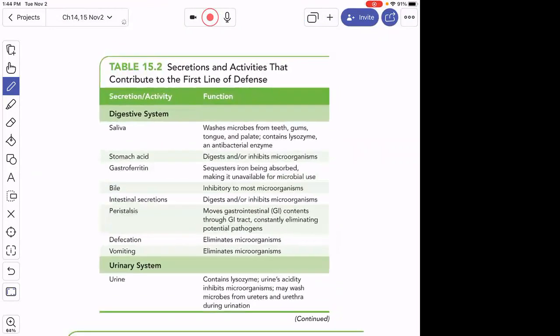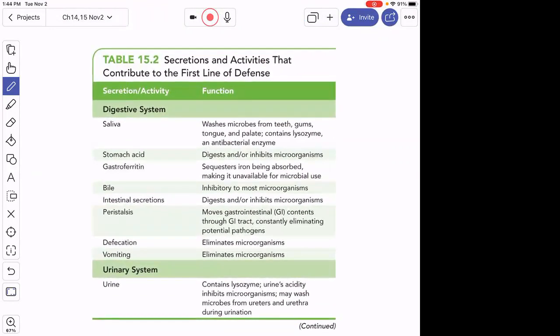And lastly, with the first line of defense, there are some nice tables in your book here, not to memorize, but just to make you aware that a lot of our body processes that we don't normally think about as being part of our immune system definitely have a role in helping defend our body. So if you look at some of the secretions, saliva, for instance, has a lot of antimicrobial chemicals. Lysozyme, we keep mentioning that as part of saliva.